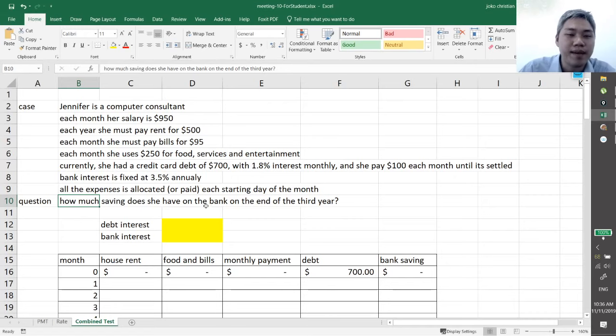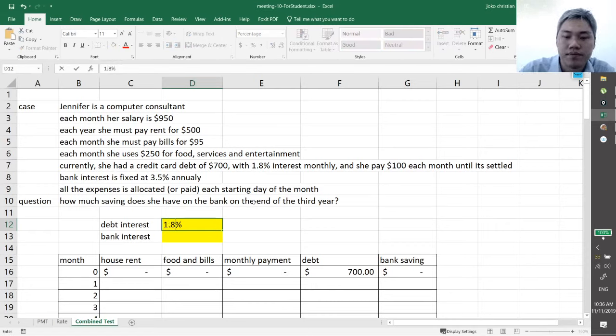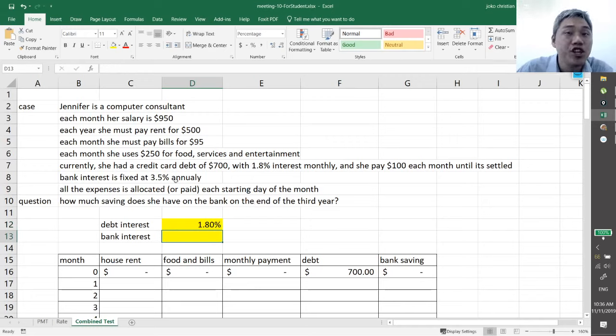Let's just put here debt interest. The debt interest is about 1.8% monthly. So I put 1.8% here. The bank interest is 3.5% annually. We need to put it from the year to monthly terms. So it's 3.5 divided by 12. Oops, sorry. Excel counted like that. Should put percent. 0.29% bank interest monthly. So let's check this first.